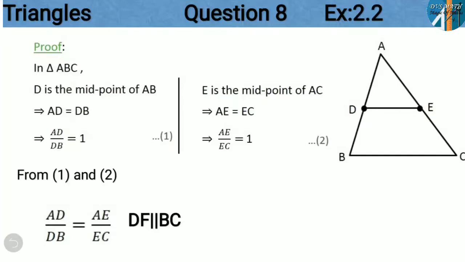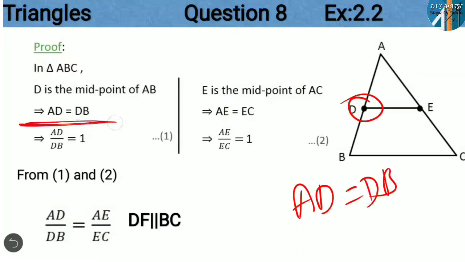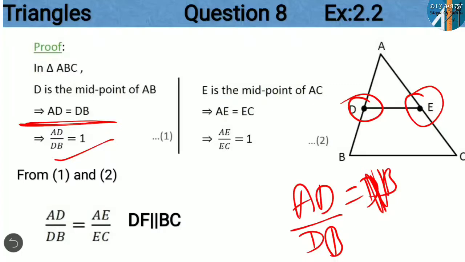First, in triangle ABC, D is the midpoint of AB, so we can write AD equals DB. Now take this DB downwards, so AD by DB is equal to 1. Or if you cross multiply, it becomes again AD equals DB. The same thing: E is the midpoint of AC, so AE equals EC. Taking EC to the LHS, it becomes division, so AE by EC is equal to 1.